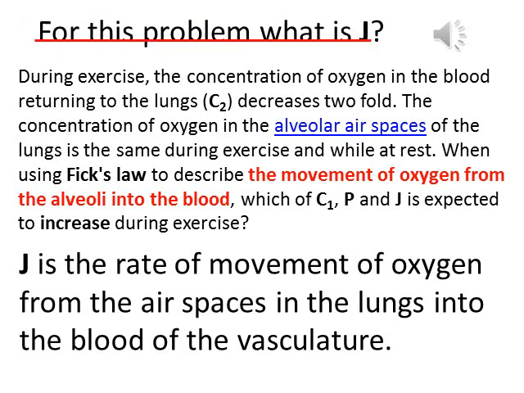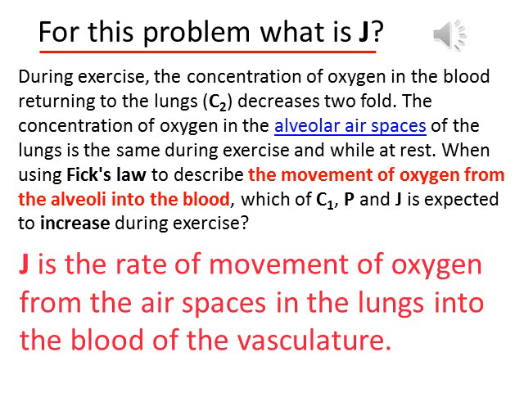For this problem, what is J? Carefully read the question. During exercise, the concentration of oxygen in the blood returning to the lungs, C2, decreases twofold. The concentration of oxygen in the alveolar air spaces of the lungs is the same during exercise and while at rest. When using Fick's law to describe the movement of oxygen from the alveoli into the blood, which of C1, P, and J is expected to increase during exercise?